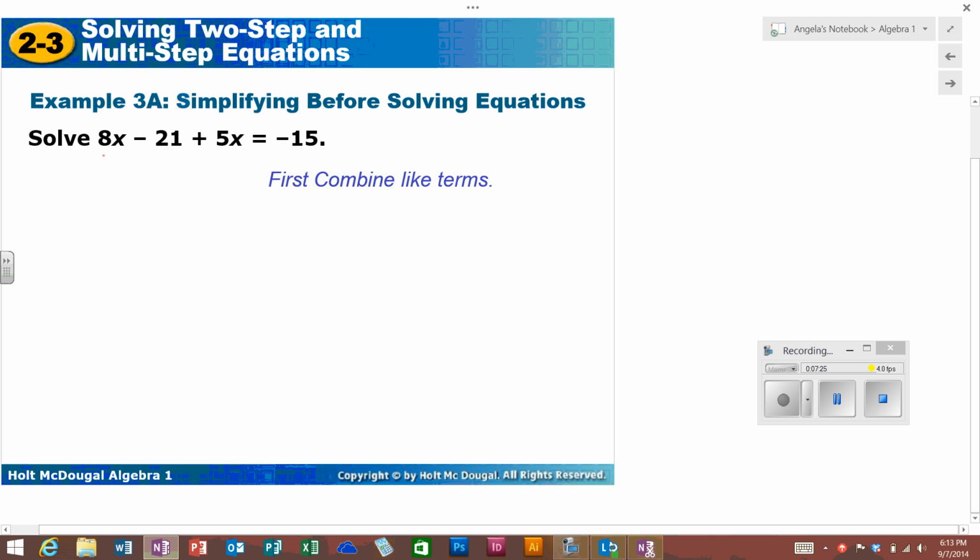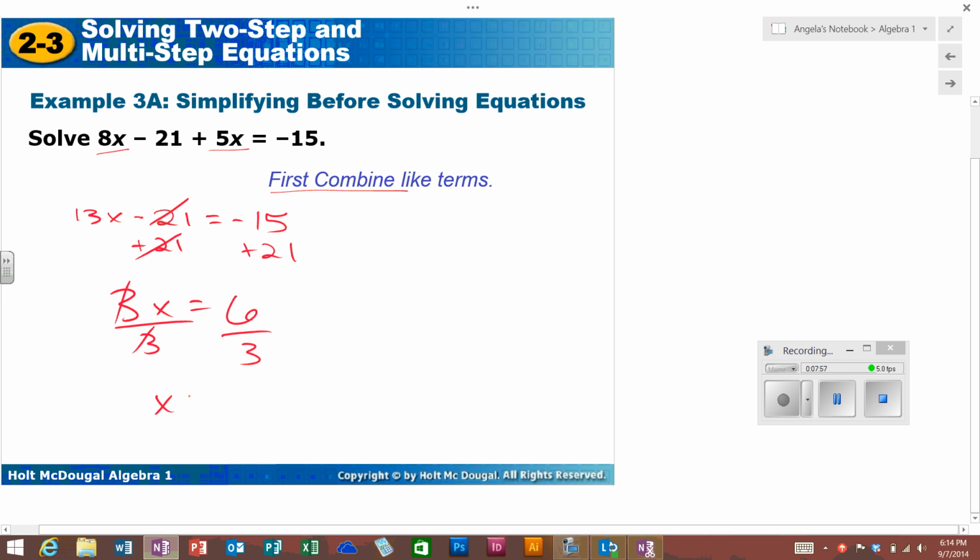All right, so this one is 8x minus 21 plus 5x equals negative 15. We need to combine our like terms first. So 8x plus 5x makes 13x minus 21 equals negative 15. Now I can add 21 to both sides to get rid of this 21. Negative 15 and a positive 21 makes a positive 6. Now I just can divide by 3, and my x is equal to 2. Okay?